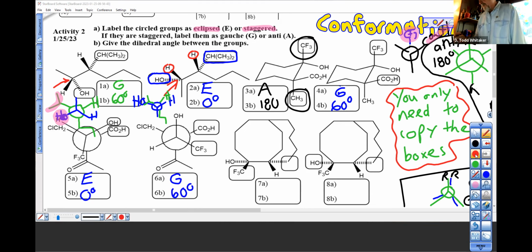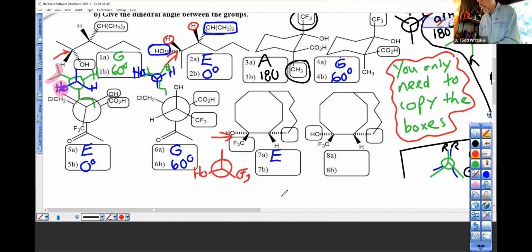Can you see in this one, if I'm looking along here or the other direction, that this is right in front of the H? So it's eclipsed, but the circled groups aren't on top of each other this time. So here's my red circle. Straight above my eyes, the carbon in the ring. Towards my eye, that way is OH. And CF3 away from my eye on a wedge.